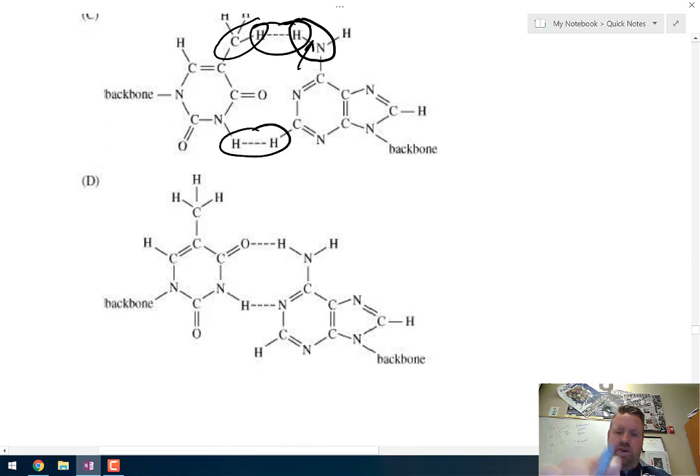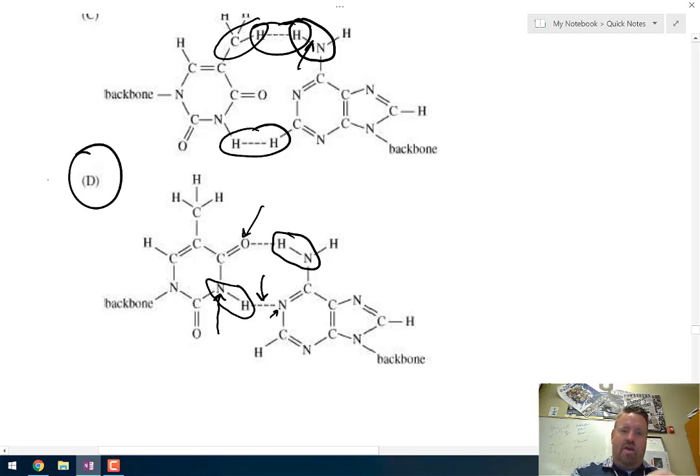But notice, here's the correct answer. You've got a hydrogen that's bonded to a nitrogen, and then the other hydrogen also bonded to a nitrogen. Do they have to be the same element? Of course not. Could this right here be an oxygen? Yes, it could. And then the hydrogen in the hydrogen bond is attracted to a nitrogen on another molecule and attracted to an oxygen on another molecule. So that right there is a great example of hydrogen bonding.